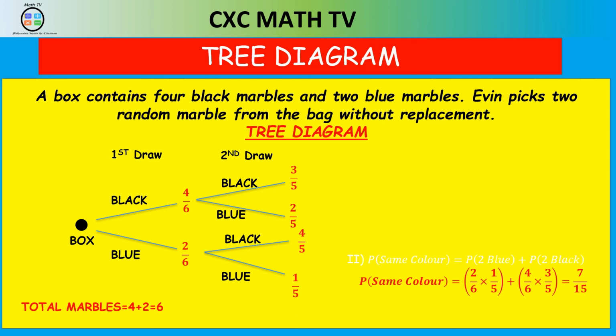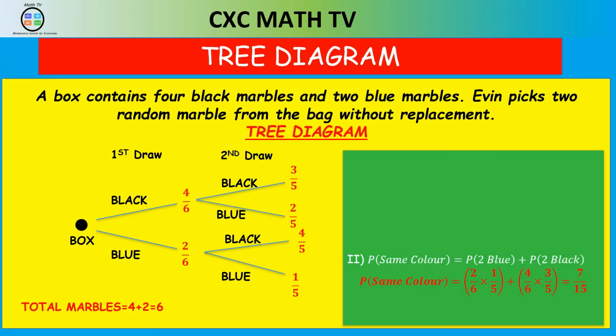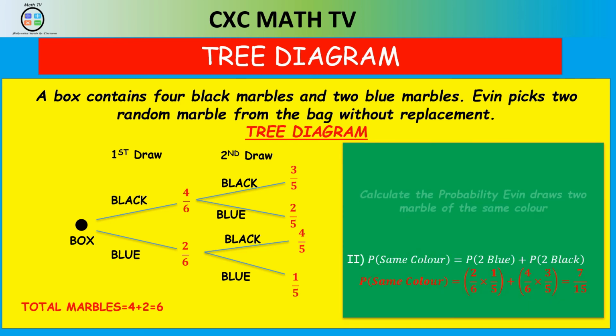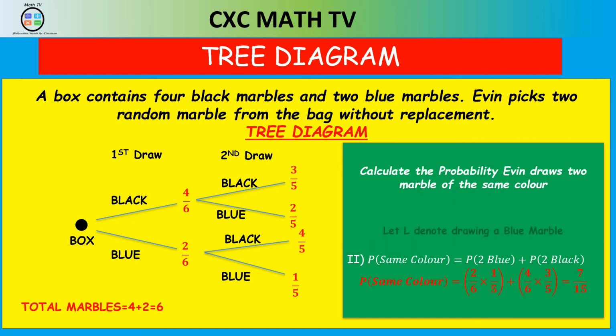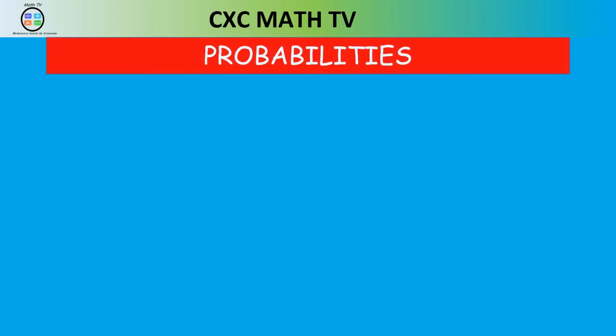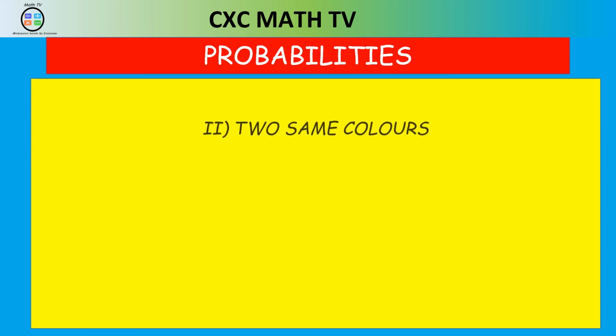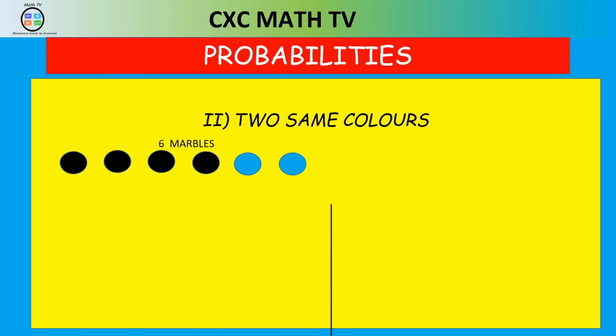So now we need to calculate the probability Evan draws 2 marbles of the same color. Let L denote the color blue and B denote the color black. The probability of the same color is: we need to find the probability that he gets 2 blue plus the probability of 2 black. Remember, the same color just means he can get 2 black or 2 blue.